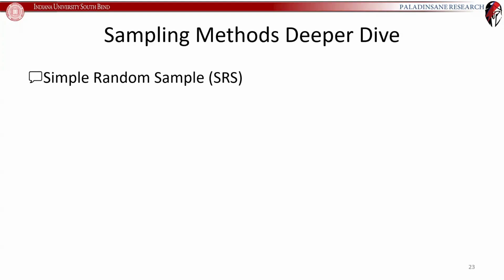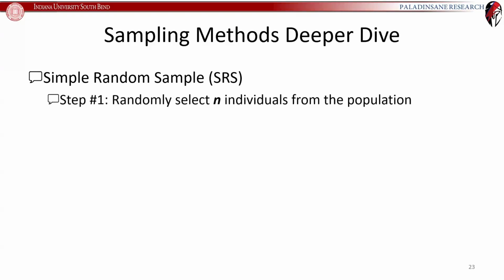Never call it an SRS. If you see the word SRS, say it in your mind, simple random sample. So this is a simple random sample, and it can be achieved in one step. Step one, randomly select n individuals from the population. The symbol n is a special variable in statistics. It is reserved for the size of a sample. So when you see n individuals, that means randomly select a sample of size n from the population. So if n equals 4, this means randomly select 4 individuals from the population.